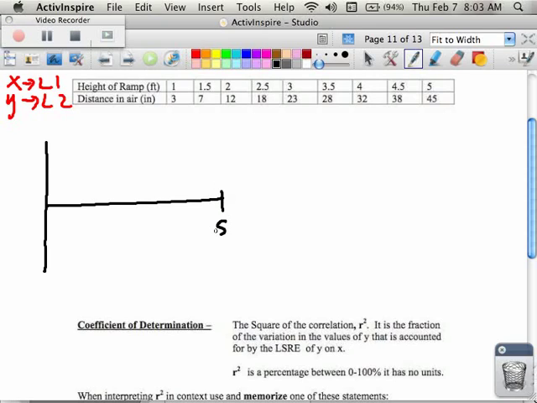I'm just going to go up to 5, I guess. And then what I said is going up to 2? Yep. Negative 2 to 2. And then I'm going to tell the reader that this is my residual plot.